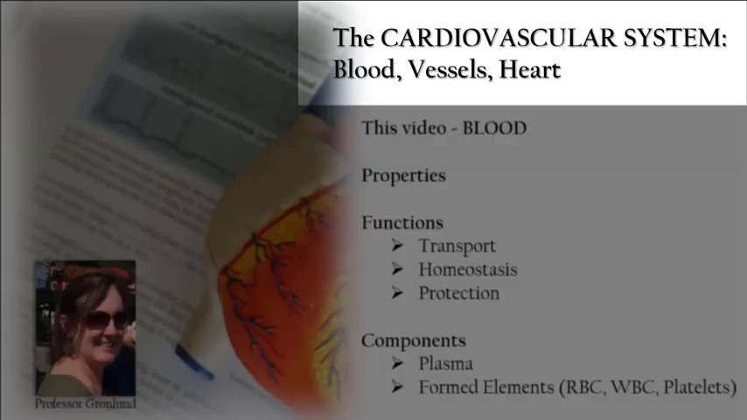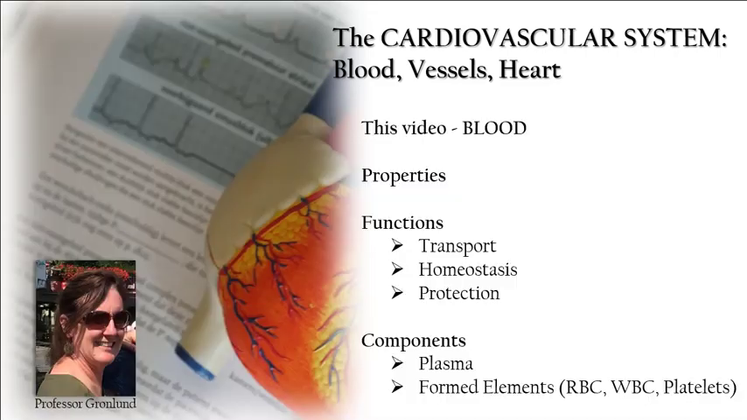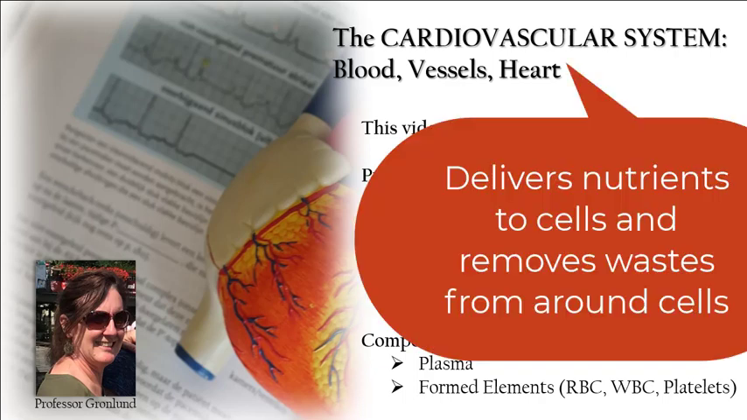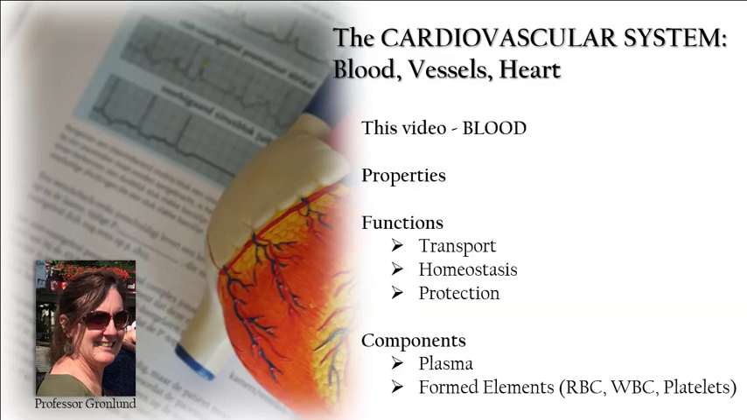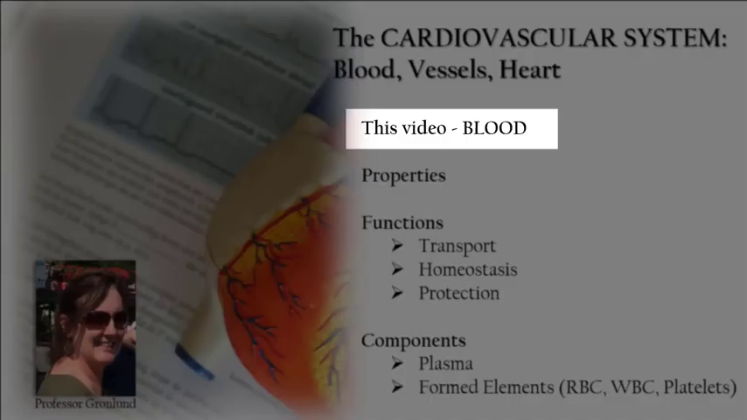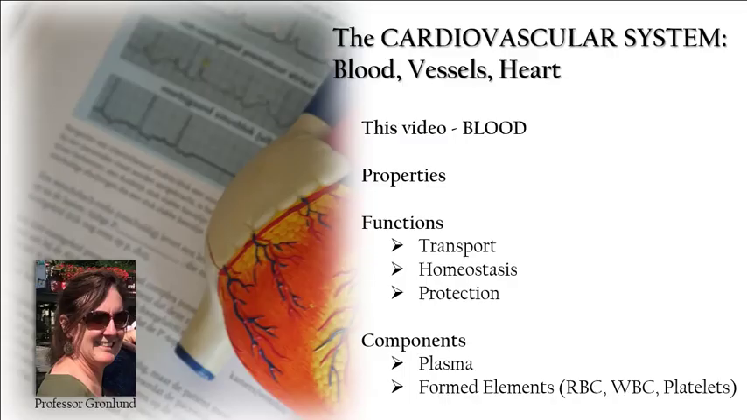The cardiovascular system consists of the blood vessels and the heart. In the broadest terms, the function of this system is to deliver nutrients, including oxygen, to the cells of the body, and to take waste products, including carbon dioxide, away from the cells. We're going to discuss more specific functions as we work our way through the system. In this video, we're going to focus on the blood. After a general introduction, we'll discuss the properties and specific functions of each component of the blood.